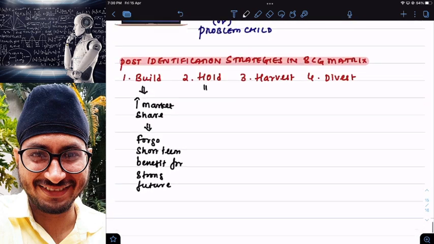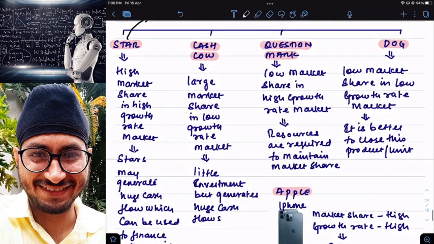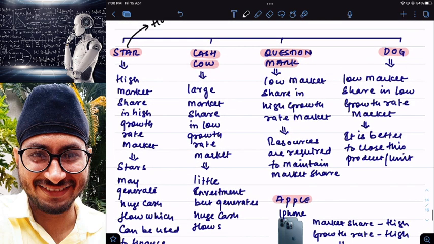Then we have the second one, hold. Hold means preserve market share. Sir, I know that my market share is not going to increase. I know that in future the industry will grow, but I am sure that my market share is not going to increase. But at least I will ensure that it does not decrease.